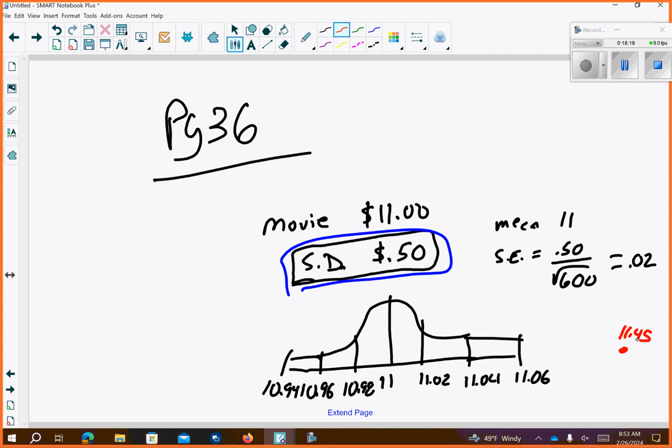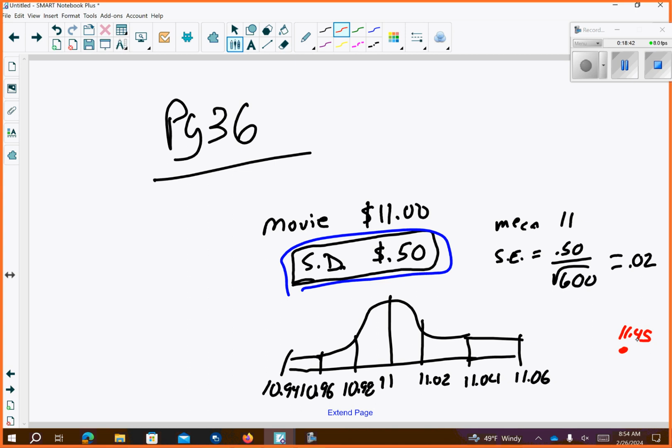Okay. So is that $11.45 close to $11 as far as our standard error, or is it far away? What do you guys think? Is that $11.45 that's there on the far right close to our $11 or is it way far away? It's way far away. Okay.